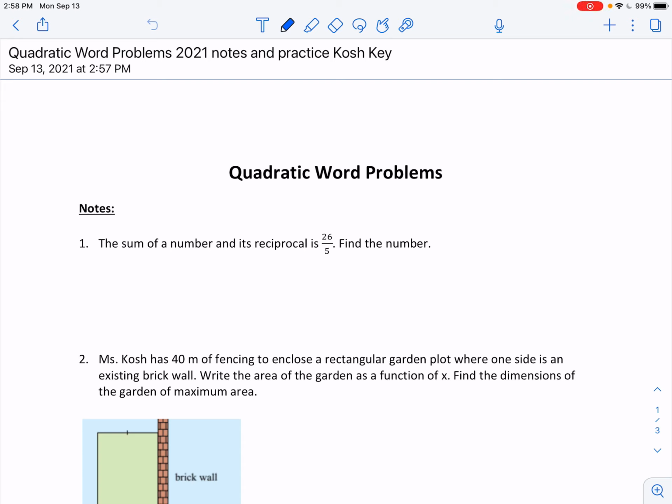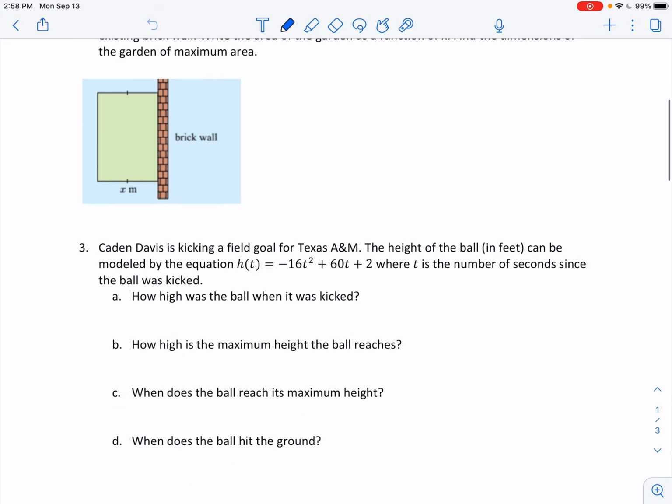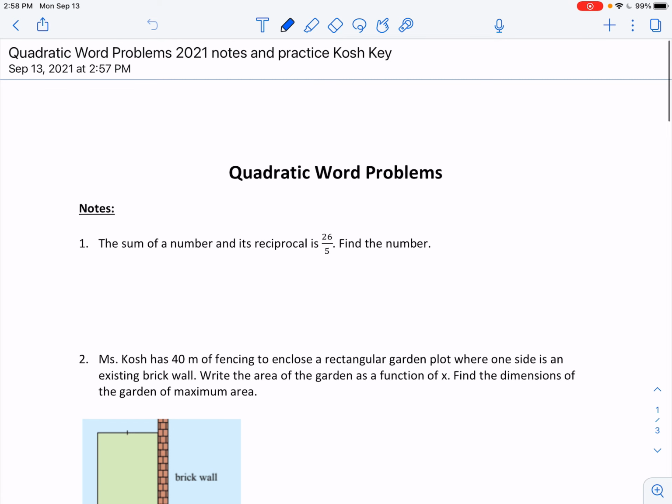Howdy everyone, it's Miss Kosh, and we are going to work through a few of the quadratic word problems. I might already have videos on some of these, but just in case, I'm going to try and do these three problems real fast for you. So, as always, I put my name on my paper.